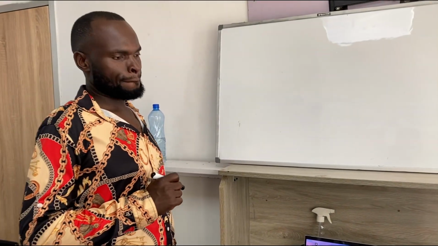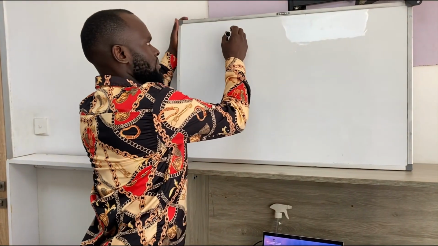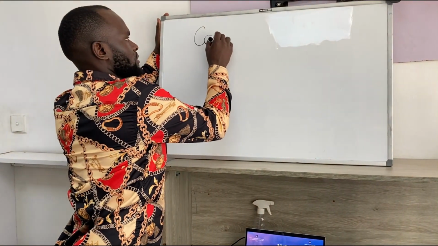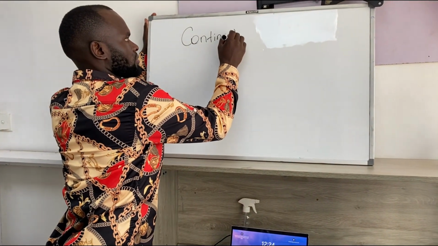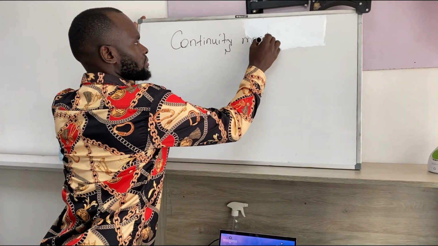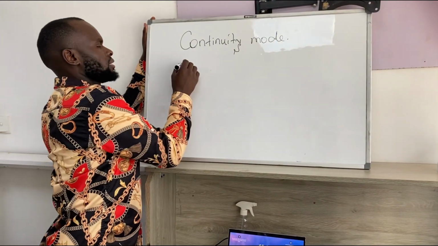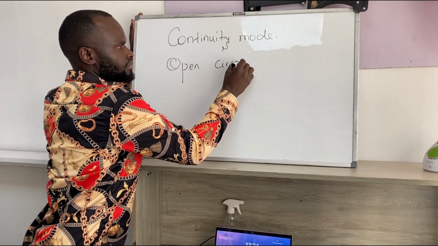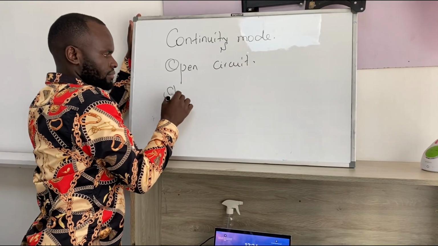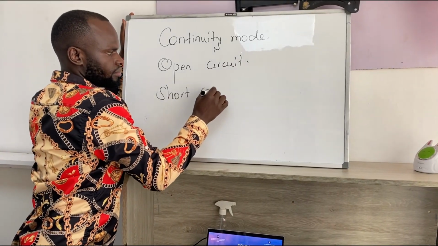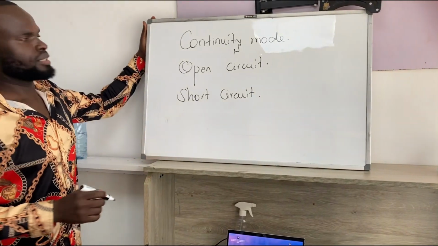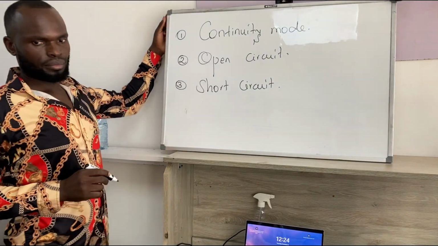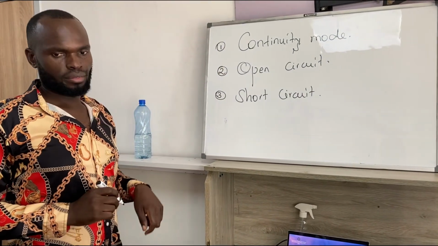We want to talk about certain concepts under the multimeter. So we have this continuity mode, we have open circuit, and we have short circuit. So we have number 1, number 2, number 3: continuity mode, open circuit, and short circuit.